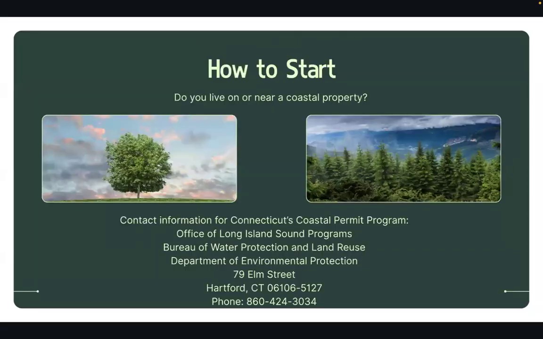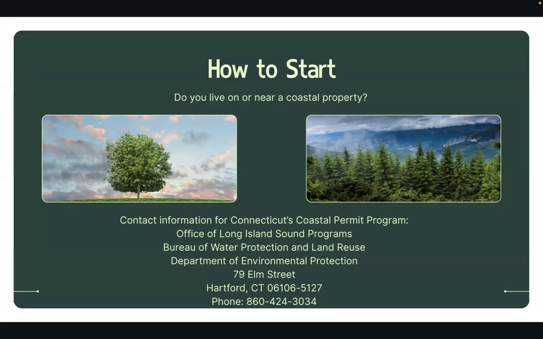Types of coastal habitats are tidal marshes, estuaries, submerged aquatic vegetation, coastal grasslands and shrublands, and so many more. So you can ask yourself, do I live near or on a coastal property? All of these are subject to the Connecticut Coastal Management Act. Any work or planting that you propose to do in or near a tidal wetland or watercourse, beach, or dune may require a state permit.